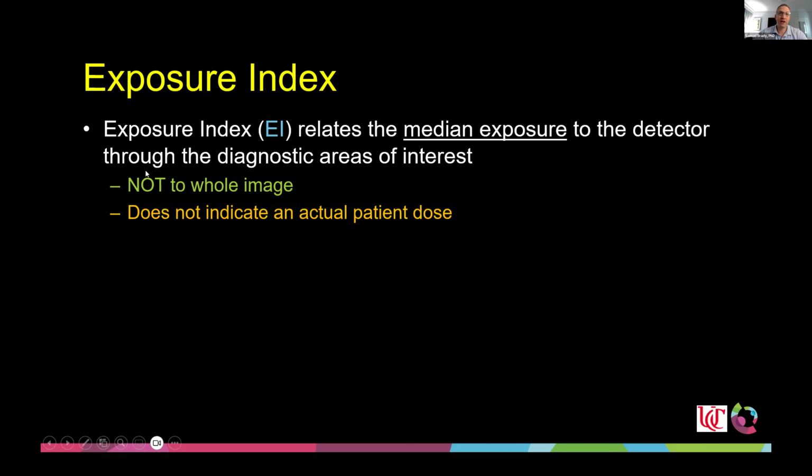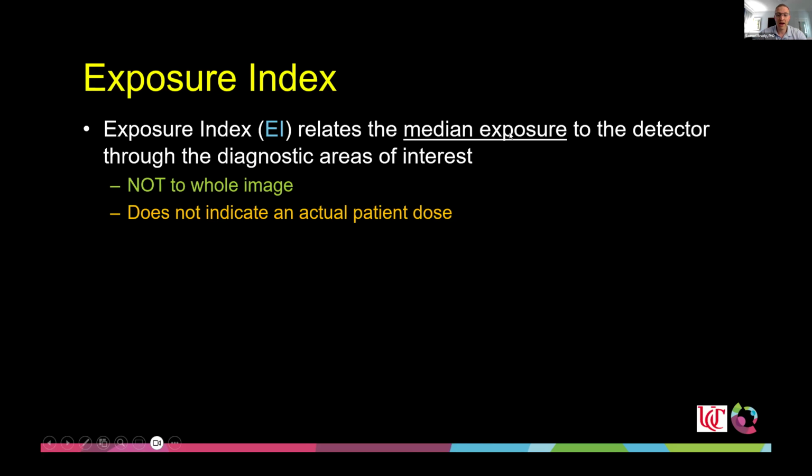With modern digital radiography and computed radiography, CR, we have something called the exposure index. It could be called EI, it could be EIX if it's Siemens, it could be the S value if you're in a different vendor. They have different names, but they do the same thing.